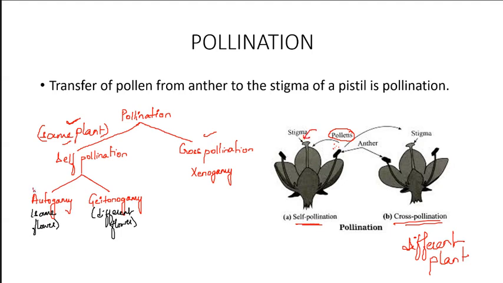When it is a different flower but the plant is the same, it is known as geitonogamy. Clear? Now, cross-pollination shows xenogamy. This cross-pollination creates variation in plants. I have included just one slide to show self-pollination.